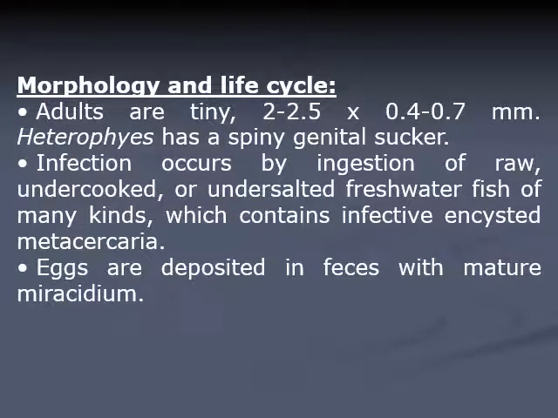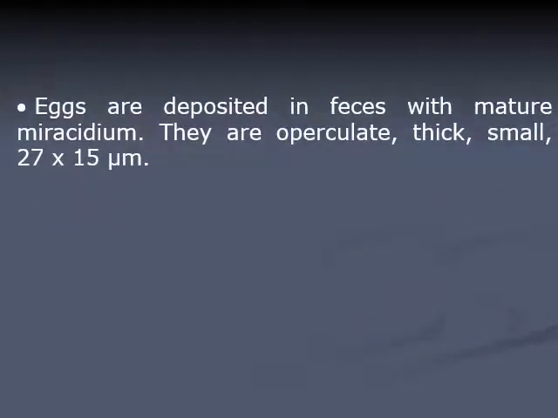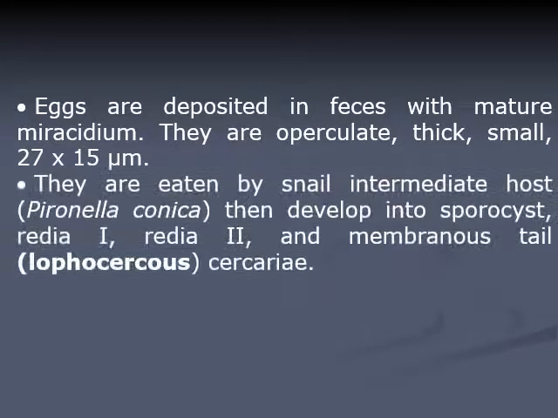The eggs are deposited in feces with mature miracidium, but they don't hatch in water. They are swallowed by the snail. The eggs are operculate, thick, small, 27 by 15 micrometer.